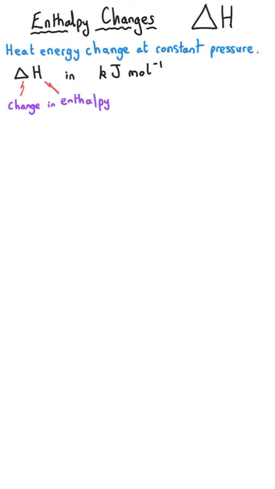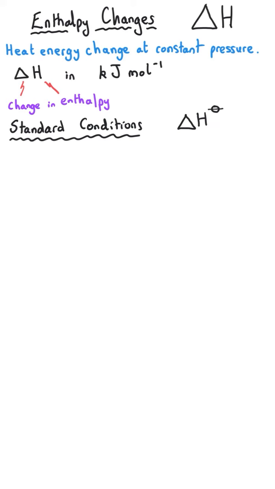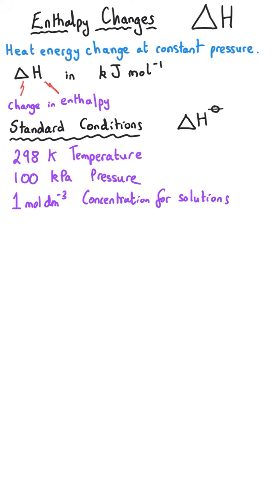We also normally write a little circle with a horizontal line through, and this is to denote that the reaction has taken place under standard conditions, and so this is often referred to as the standard enthalpy change. Standard conditions are for things such as temperature, which is 298 Kelvin, pressure, which is 100 kilopascals, which is just under 1 atmosphere of pressure, and for solutions, we're talking about solutions which have a concentration of 1 mole per decimeter cubed. The values for enthalpy changes can be exothermic or endothermic.